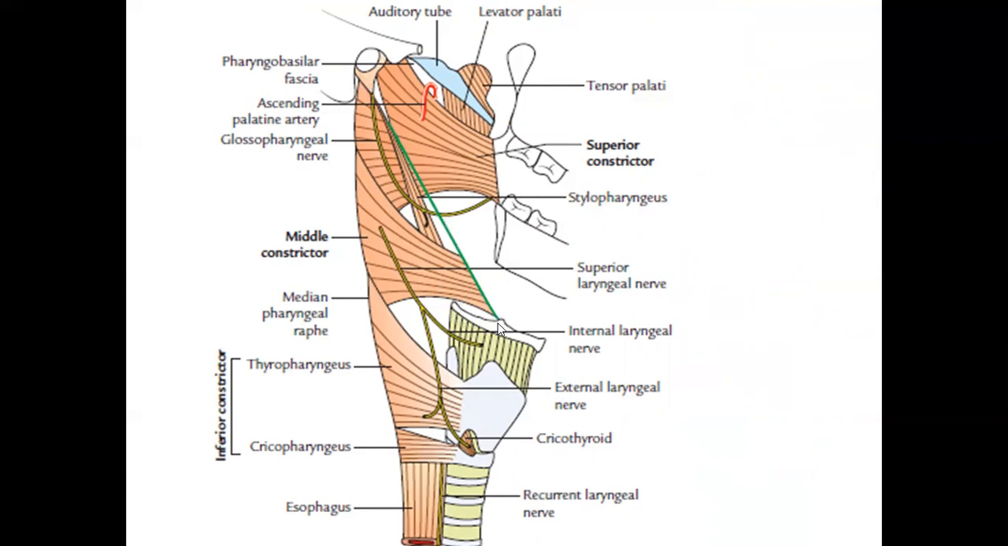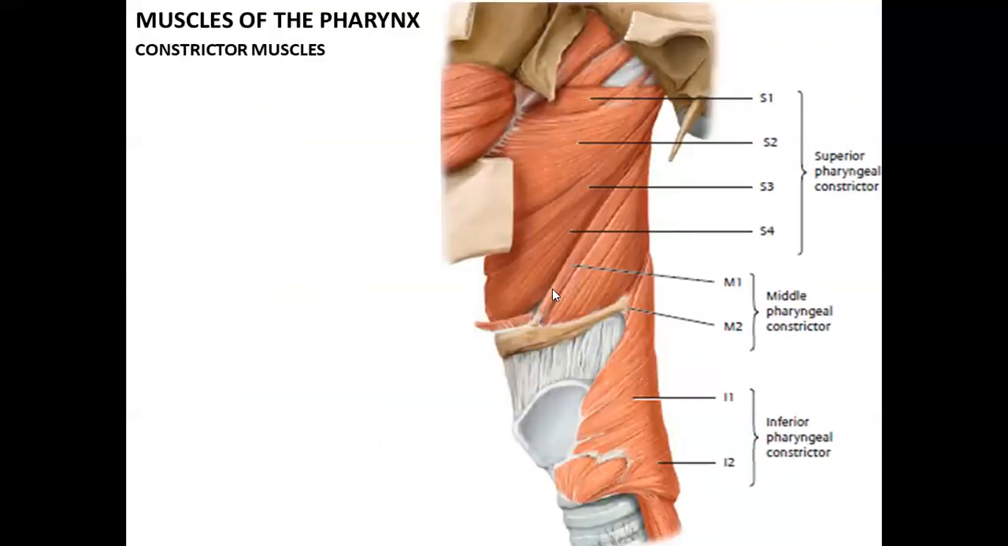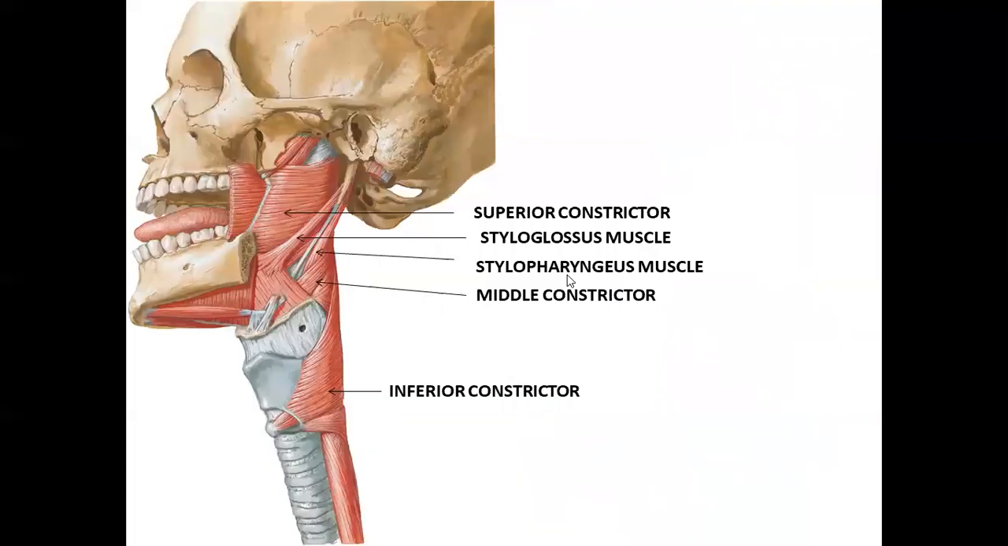This is the hyoid bone. Okay. So here you can see this is the middle constrictor. This is the stylohyoid ligament. It is arising from the stylohyoid ligament. It is also arising from the greater cornua and the part of the lesser cornua of the hyoid bone.